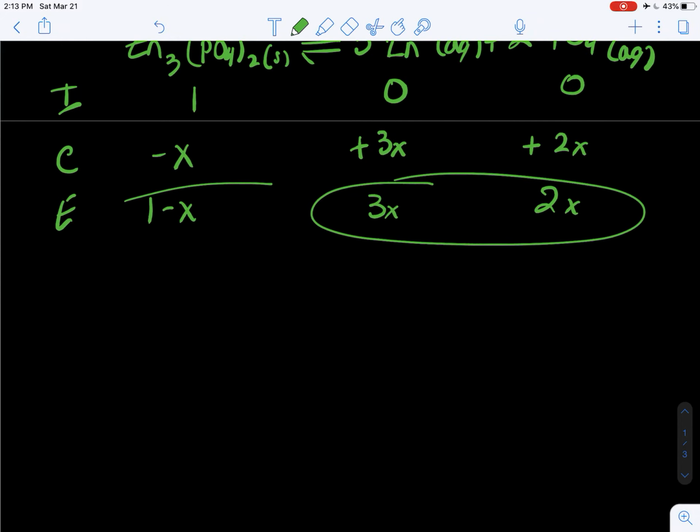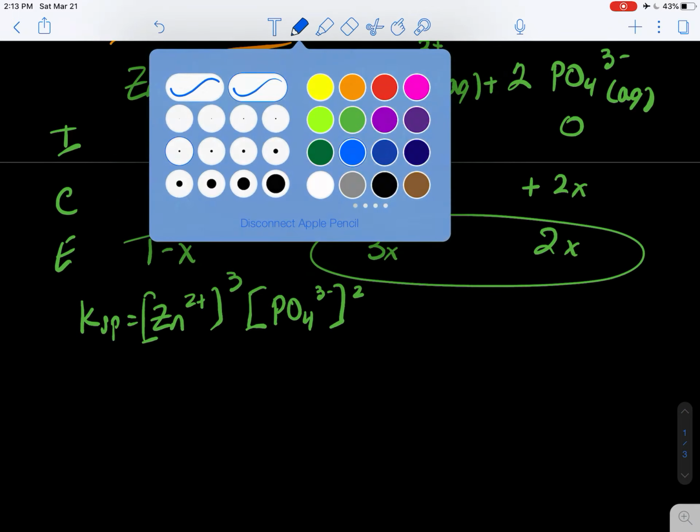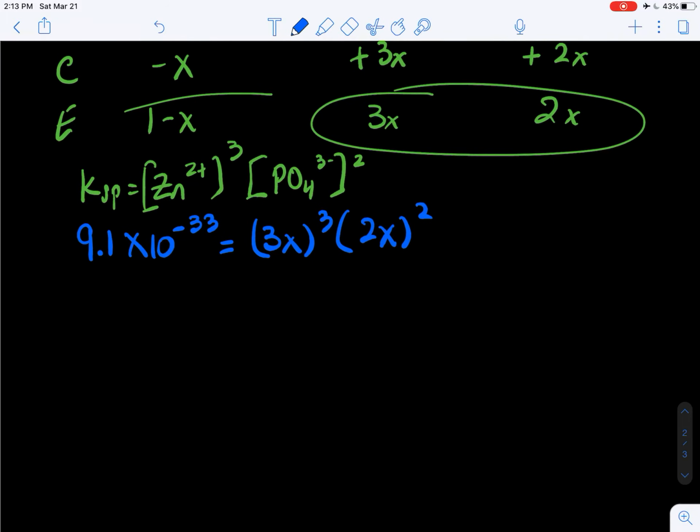And so we want to write out a KSP for this. This is going to be zinc ion. I'll pull this down a little bit so you can see those coefficients again. It's going to be zinc ion to the 3rd power times phosphate to the 2nd power. Okay? And we substitute these values in. I'll switch over to blue maybe. So this is going to be 9.1 times 10 to the minus 33. And that's equal to 3x cubed times 2x squared. Okay?